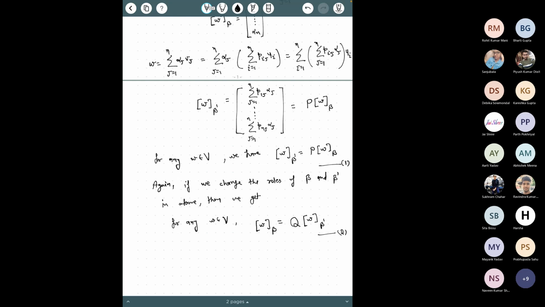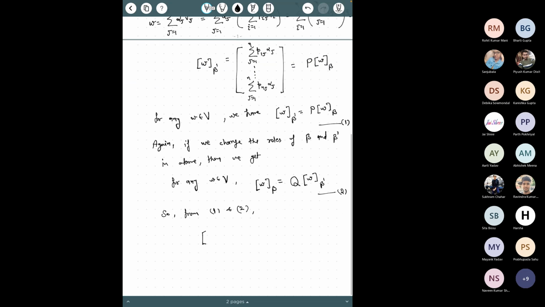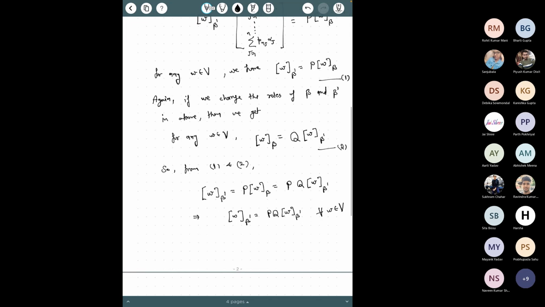So if you now look at equations 1 and 2, what can we say? From 1, the matrix of w with respect to b dash is equal to P times the matrix of w with respect to b, but I know what that is. The matrix of w with respect to b is just Q times the matrix of w with respect to b dash, right? So we have that the matrix of w with respect to b dash is equal to P times Q times the matrix of w with respect to b dash, and this is true for all vectors w in V. Because we started with any w, this is true for all w. So what can you say from here?